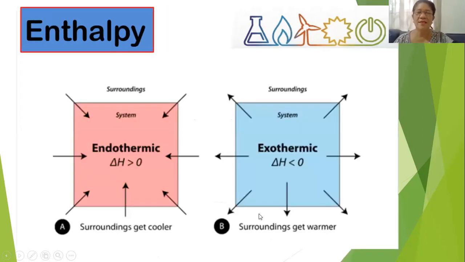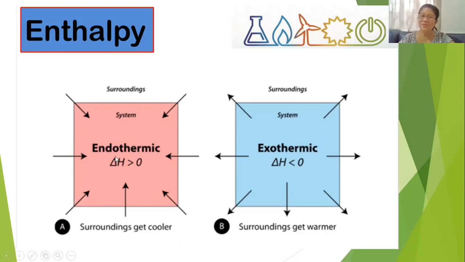So here is an enthalpy diagram. The two reactions are endothermic and exothermic. Take a look at the endothermic. So endothermic is heat is absorbed. So what happened? All of the arrows point to your system.